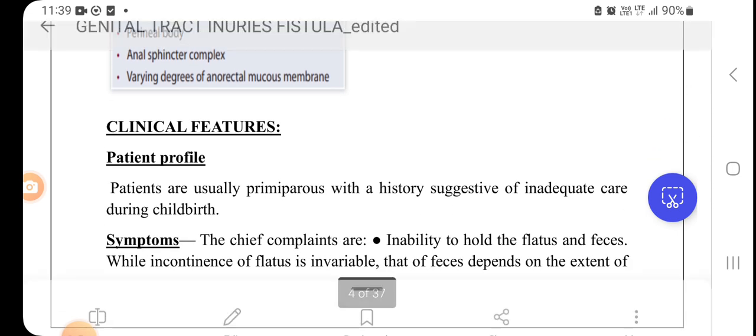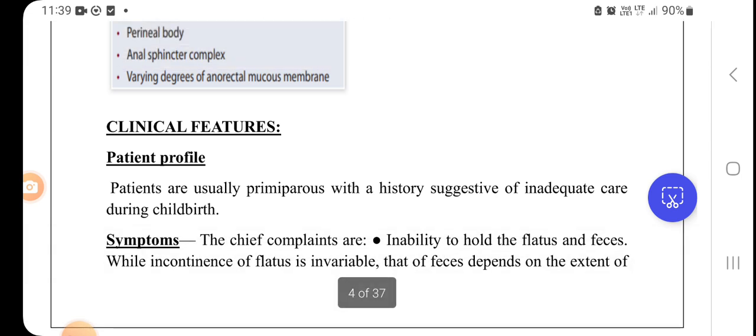Next we will see regarding the clinical features. As we know, the patient profile: patients are usually primiparous with a history suggestive of inadequate care during childbirth. Then the symptoms, the chief complaints, are inability to hold flatus and feces.